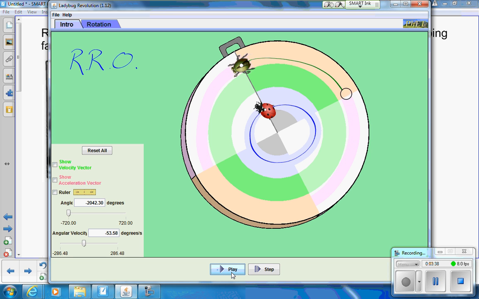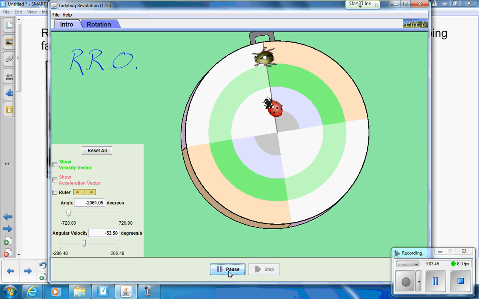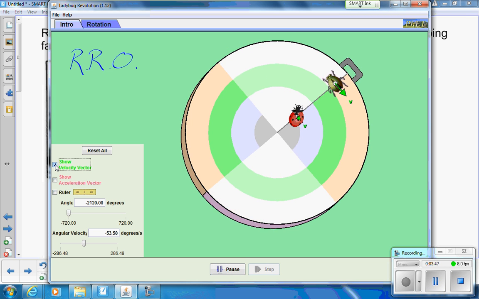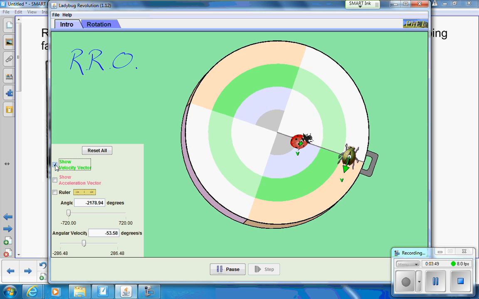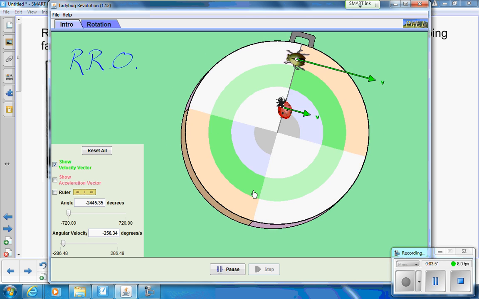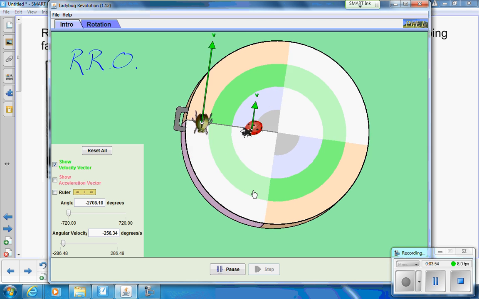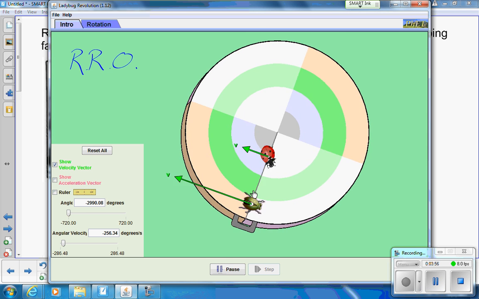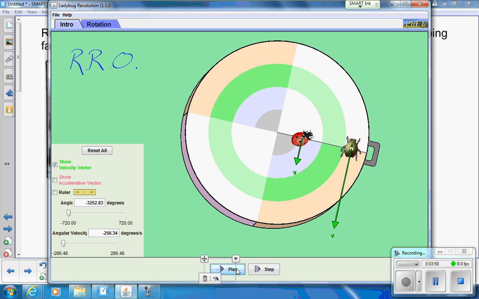This is illustrated in this cute little simulation because I can add velocity vectors. Let me get these guys going again. I can add velocity vectors, and you can see, let's get them going a little faster. Okay, there we go. And you can see here that if I pause this, the green beetle has a larger velocity vector than the ladybug beetle because it's going faster. It's going more meters per second. Okay, how do the equations work out? Let's take a look.